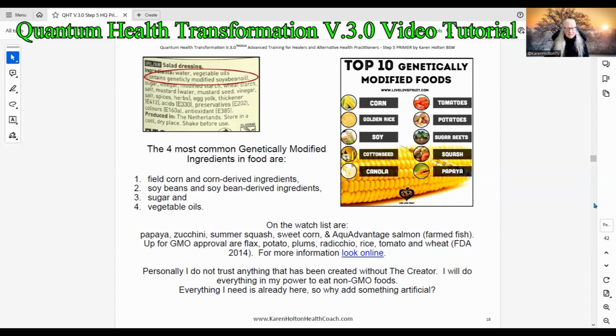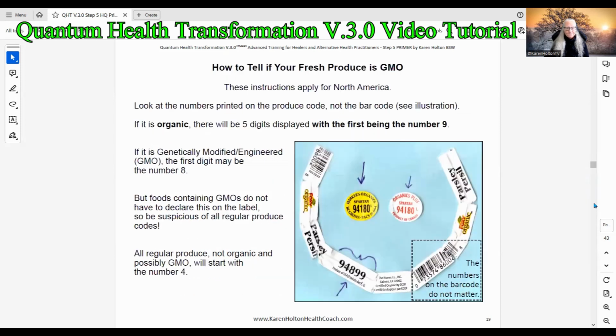Personally, I do not trust anything that has been created without the creator. I will do everything in my power to eat non-GMO foods. Everything I need is already here. Why add something artificial?